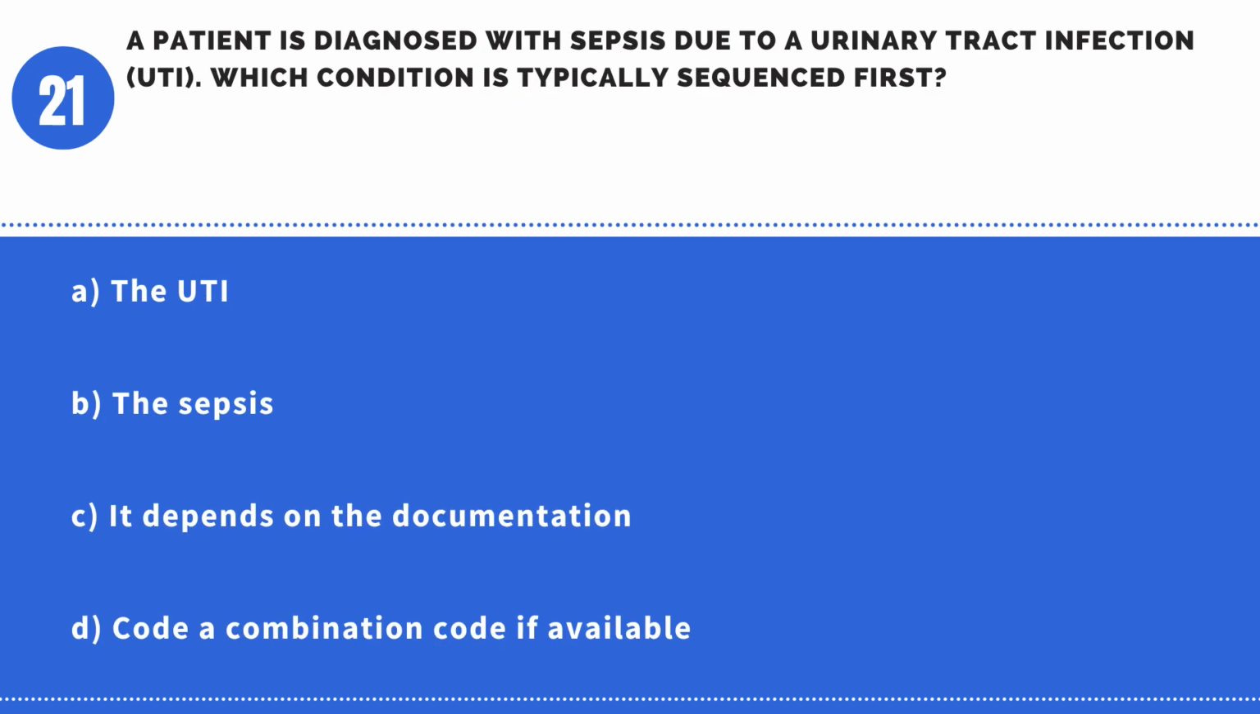Question 21. A patient is diagnosed with sepsis due to a urinary tract infection, UTI. Which condition is typically sequenced first? A. The UTI. B. The sepsis. C. It depends on the documentation. D. Code a combination code if available.